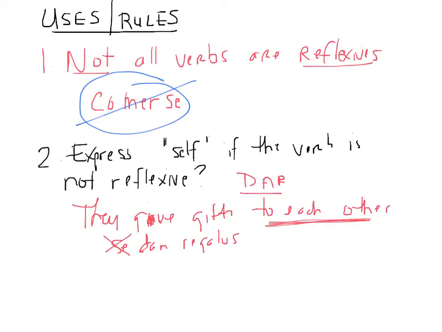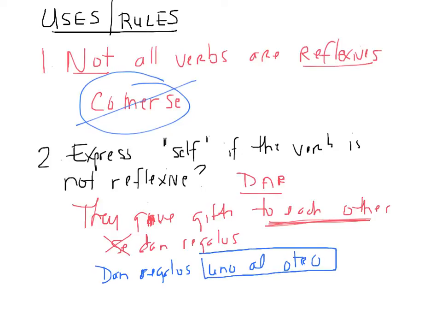So how am I going to convey this idea if the verb isn't reflexive? What we're going to do is we're going to use the expression dan regalos uno al otro. And this expression right here is going to convey that idea of each other. And I can use this expression when the verb I'm trying to use is not reflexive. If, for instance, the people are both feminine, we can also say una a la otra.